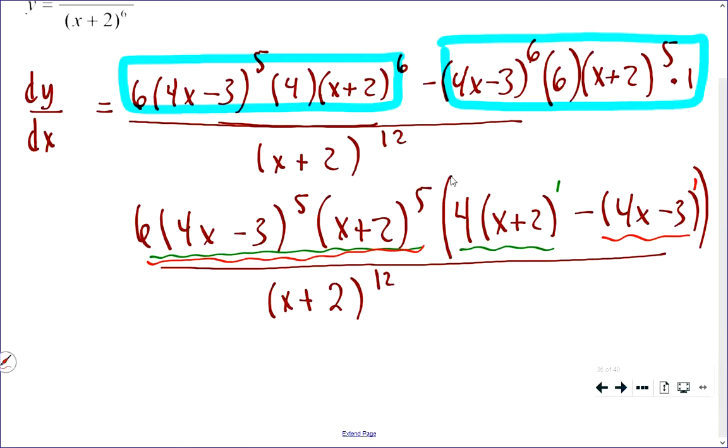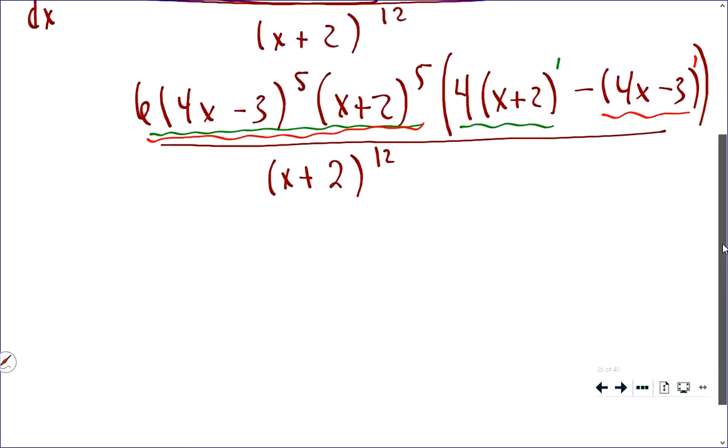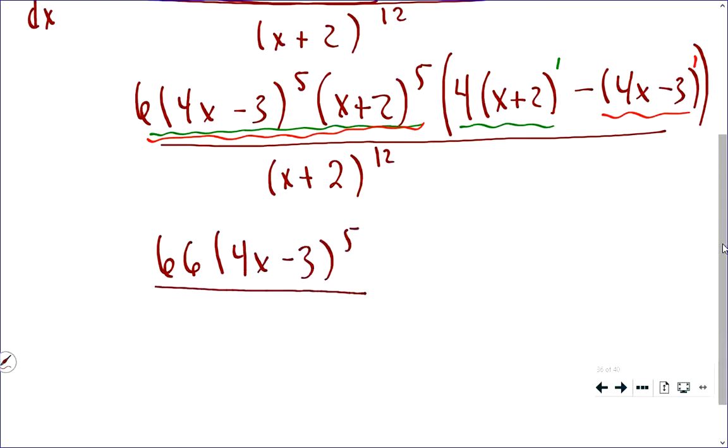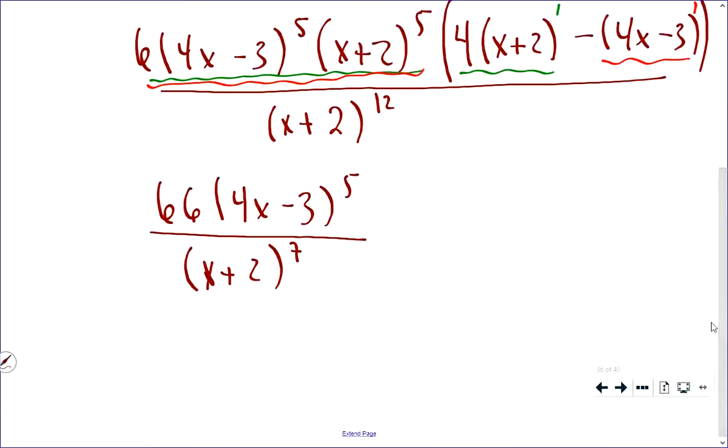Okay, remember, whatever you have left after factoring, you clean up. 4x minus 4x is nothing. 8 minus negative 3 is 11. So this is times 11. Well, I'm just going to put 66. And I've got a 4x minus 3 to the 5. And it's over x plus 2 to the 7. Just want to check something here. Where did the power of 7 come from? Ben, where did the power of 7 come from?